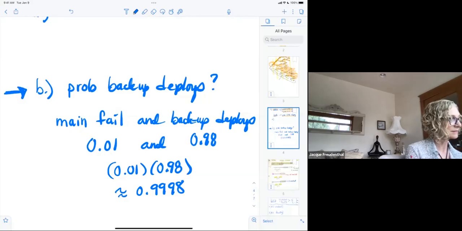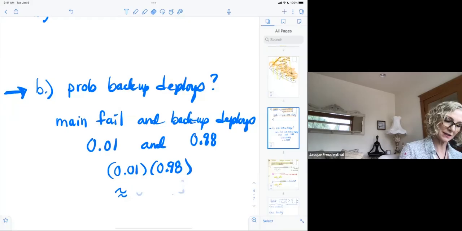0.9998. Oh no, I didn't do that right. I'm looking at a different answer. If you multiply 0.01 times 0.98, we get 0.0098.